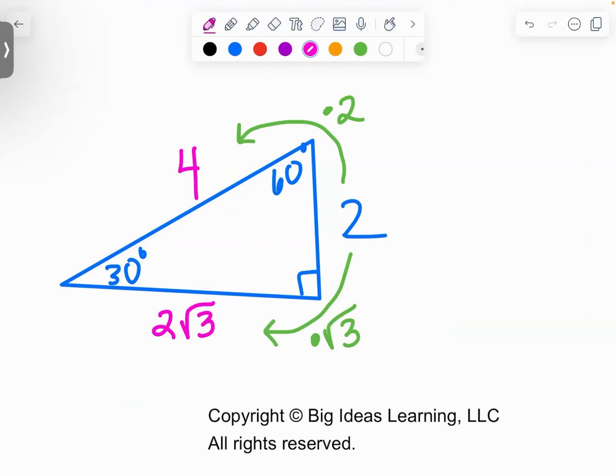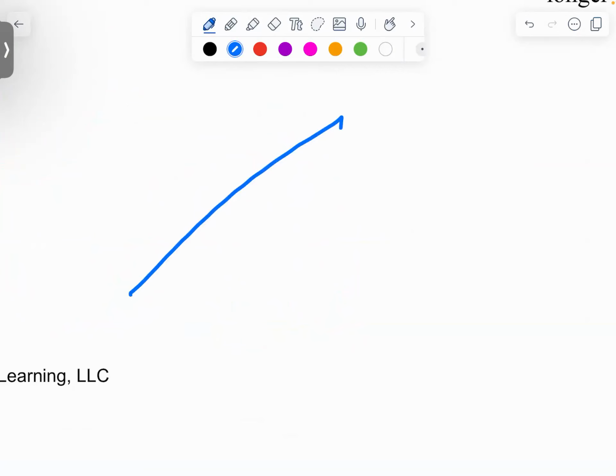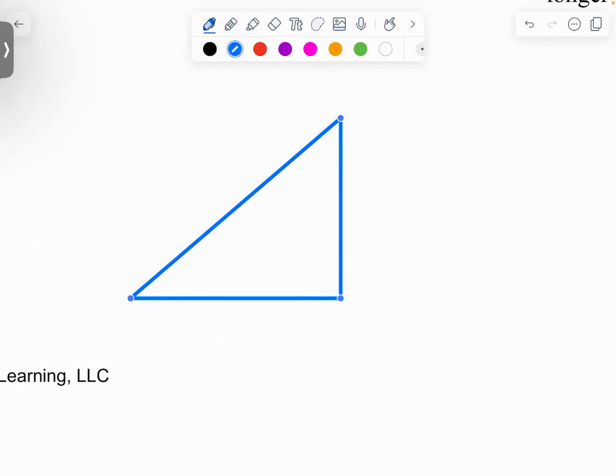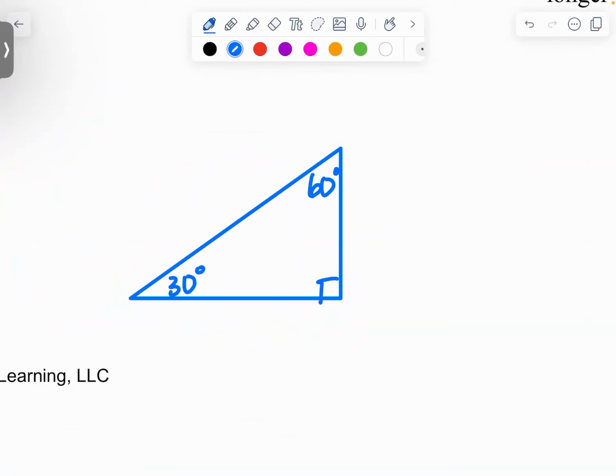Okay. All right. Let's look at another one. See if... nope, I cannot draw a better triangle. Okay. So here we have one 30, 60, and we have the hypotenuse of 10.